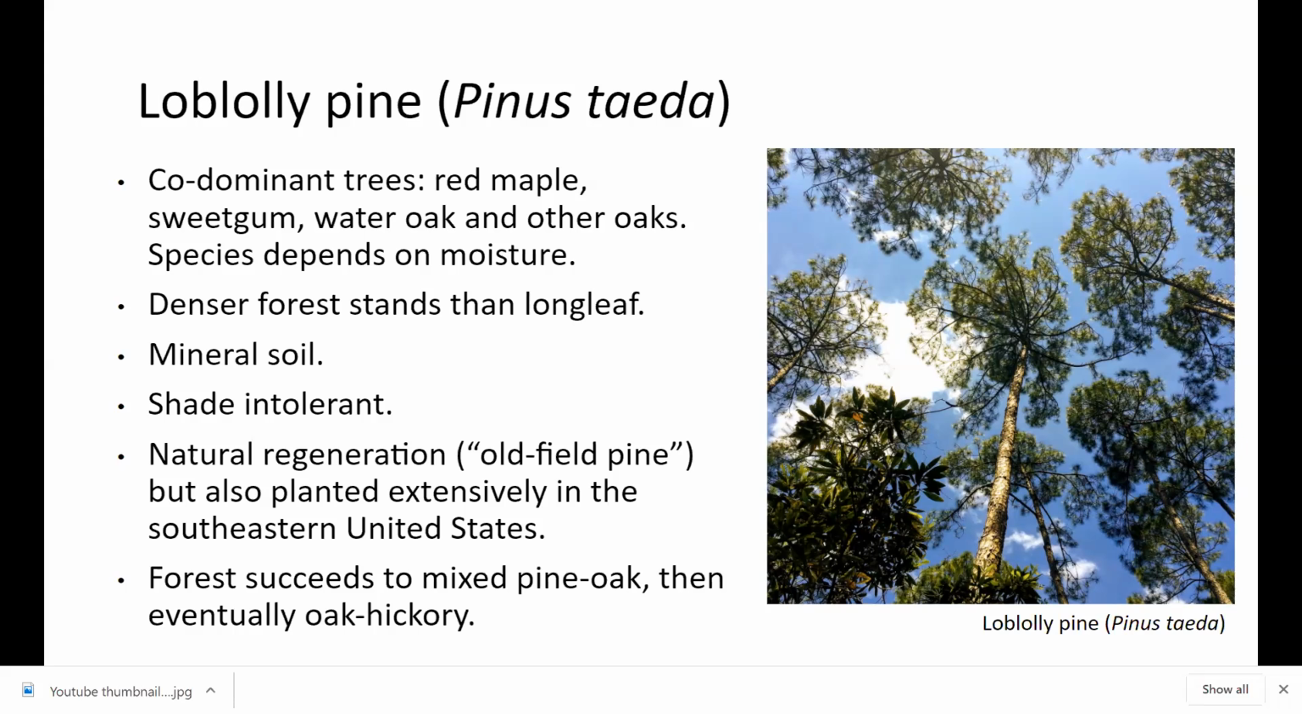And if you let these forests go and don't harvest them, it will eventually succeed to a mixed pine oak forest, right? So the oaks will start seeding in, they are shade tolerant, so they can grow up in the understory, and eventually they will outlive the pines. And so eventually, if you don't harvest this forest, it will succeed to an oak hickory forest.